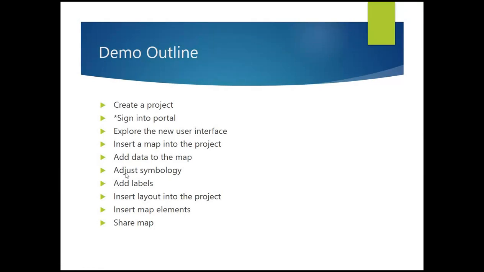And then from there, when we make maps, we generally need to include a layout. So we'll include a layout into our project, and then we'll add some map elements like legend and scale bar and north arrow. And then I'll cover how you'd share your map. So whether you're going to go ahead and just print it or share it as a web layer or export it as a PDF. All right. So let me go ahead and open Arc Pro for you all here.